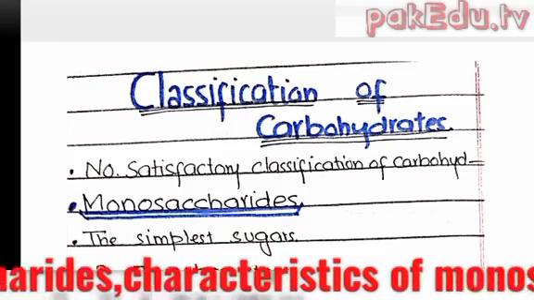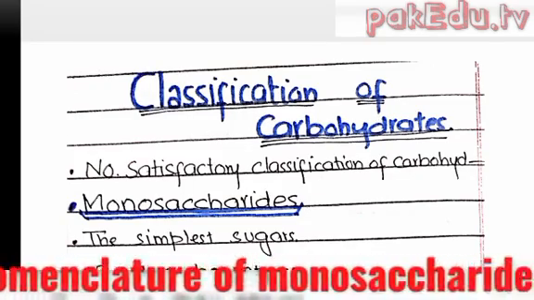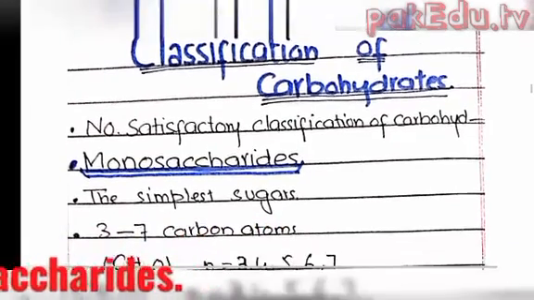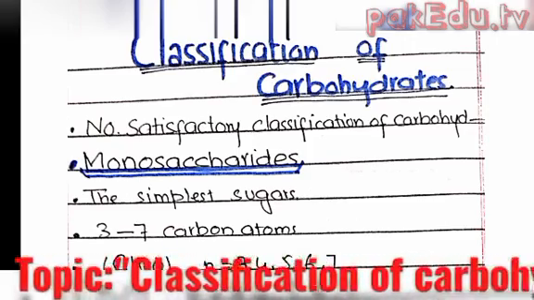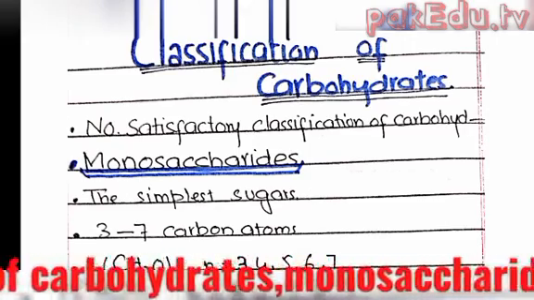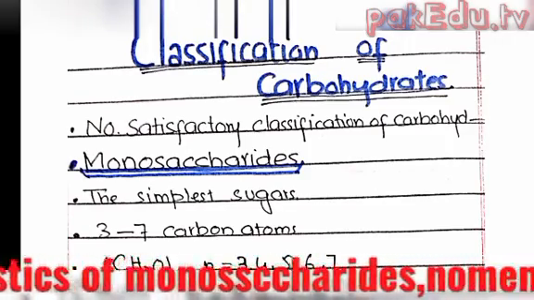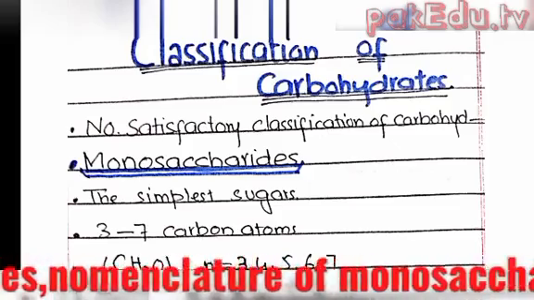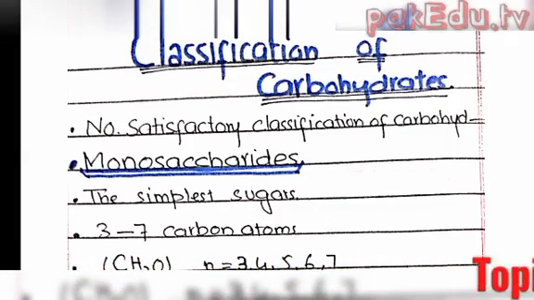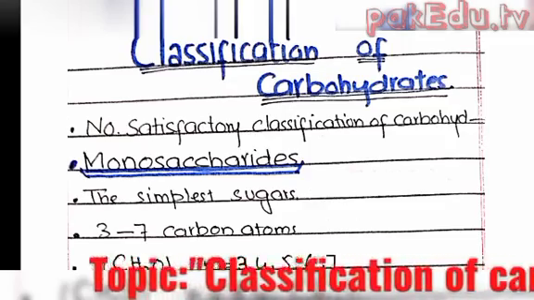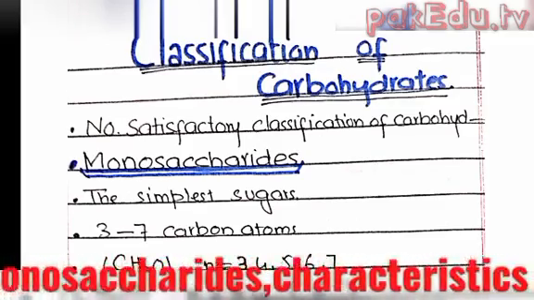Monosaccharides are the simplest sugars. If someone asks you which carbohydrates are the simplest ones, then your answer must be monosaccharides. They range from carbon 3 to carbon 7. The least number of carbon atoms required for monosaccharides is 3, that is for trioses, and the maximum number of carbon atoms in monosaccharides is 7, that is for heptoses.